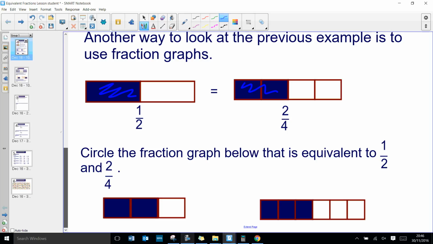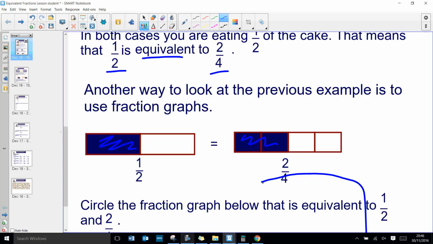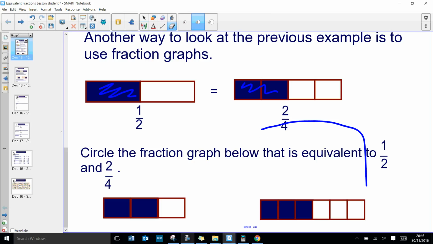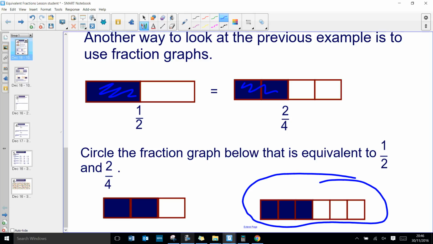So this is the shape that is equivalent. We can see that's 3/6.